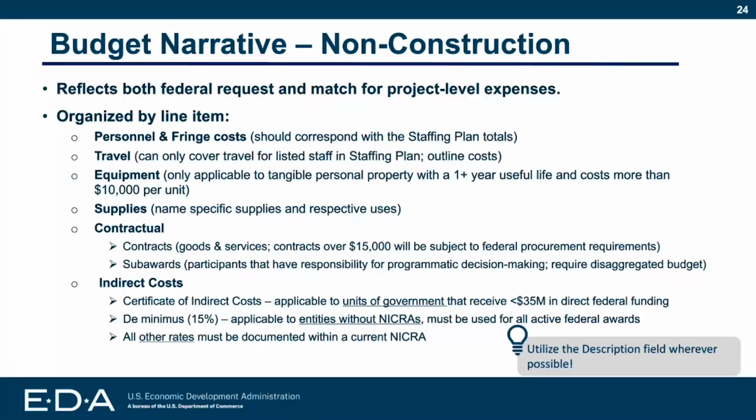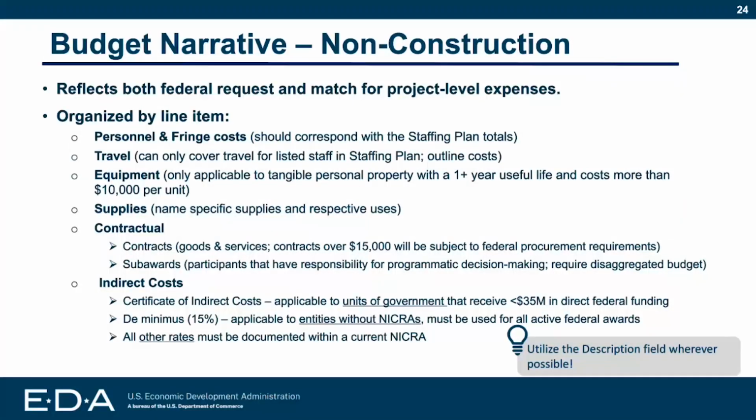Where are you going? Equipment. Equipment is defined as tangible personal property with a 1+ year useful life and costs more than $10,000 per unit. A lot of people often conflate equipment and supplies. So that's our definition of what goes in equipment. Remember that all contracts are subject to federal procurement requirements. And subawards, don't submit a separate budget. It should all be included in the main budget.